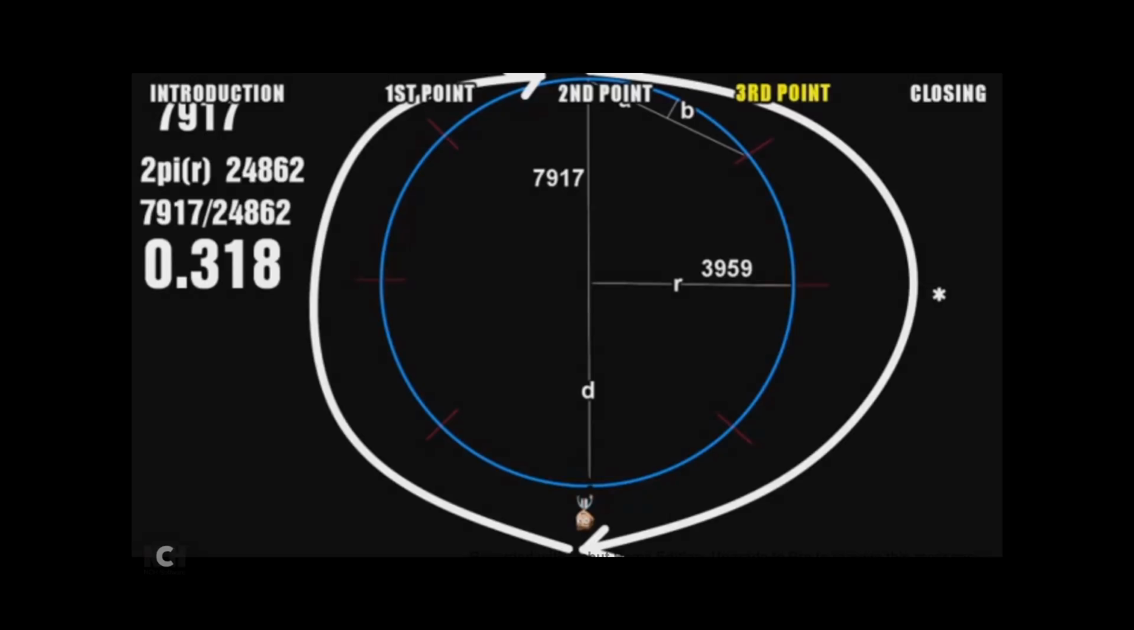And so if we wanted to figure out the curvature of the entire ball, we would just do 2 pi r, which equals 24,862. Then take that 7917 and divide it by the circumference, which is 24,862, and we get 0.318. Let's see if this sounds right.